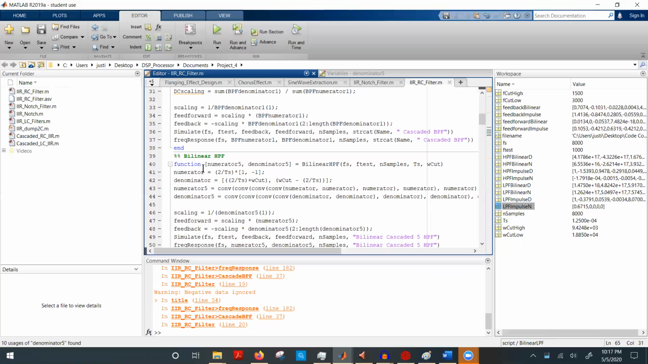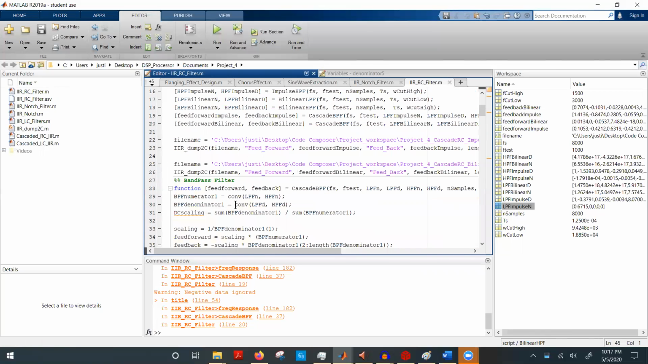So this is the bilinear high pass filter. It's the same. These values came from our derivation. Using the bilinear transformation, I perform multiple convolutions to get the higher order filters, and then I output it. And then this bandpass filter is basically just cascading the low pass filter numerator and denominator with the high pass numerator and denominator. So it's just doing the convolution again.